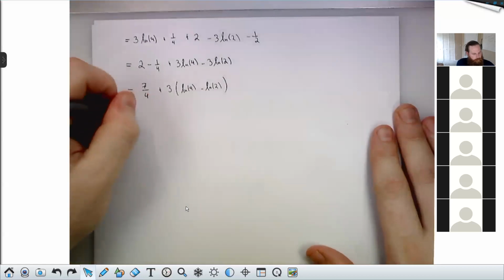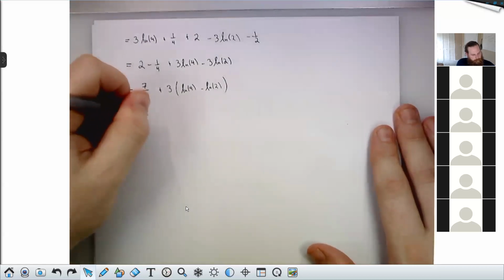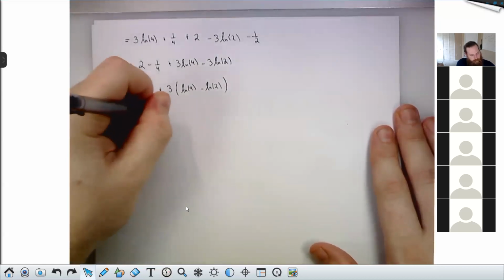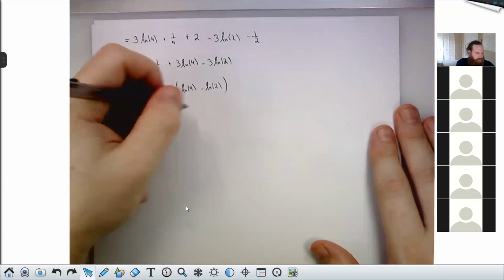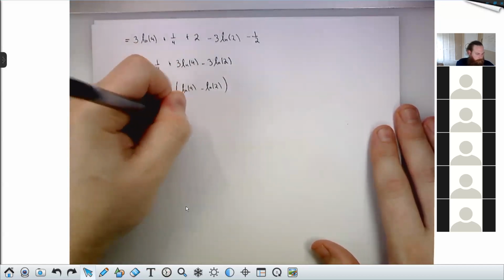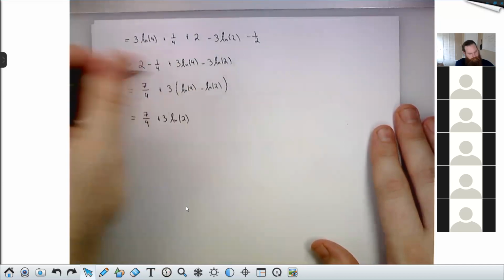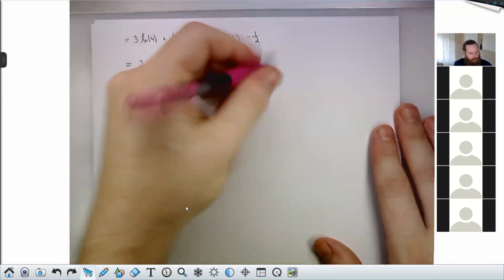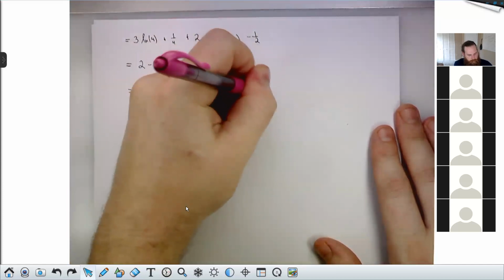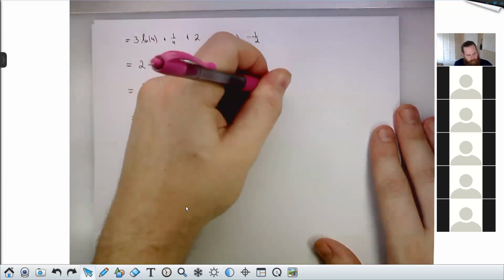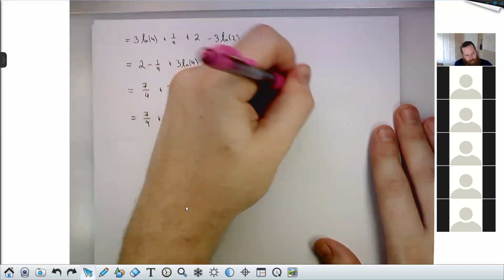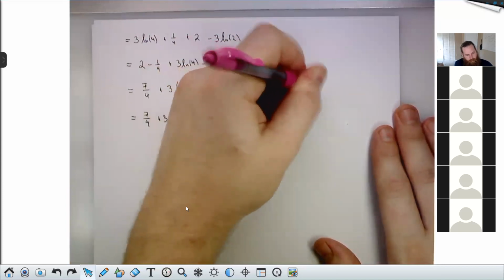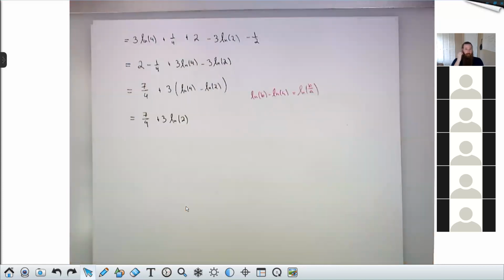And using our rules for logarithms, ln 4 minus ln 2 is the ln of 4/2, which is 2. The rule I'm using in this last bit is that the ln of b minus the ln of a is the ln of b/a. And that's it, we're done.